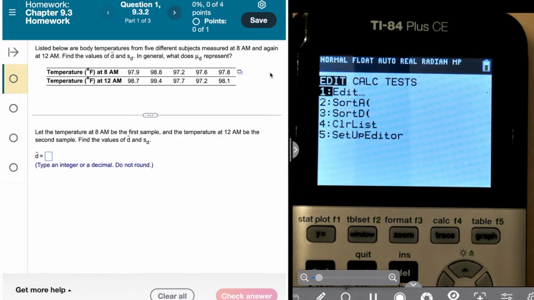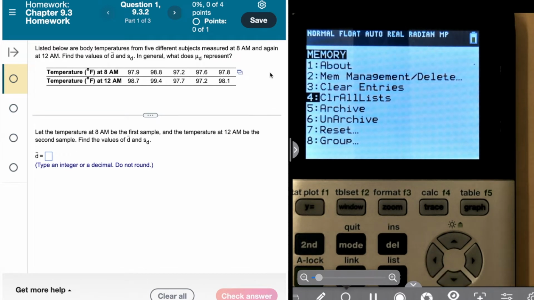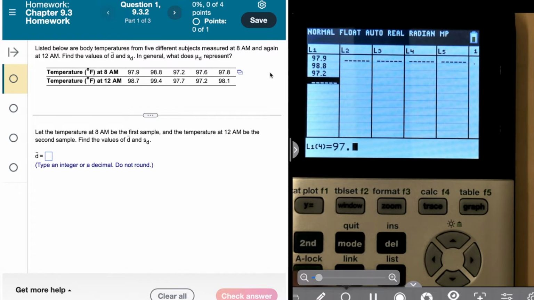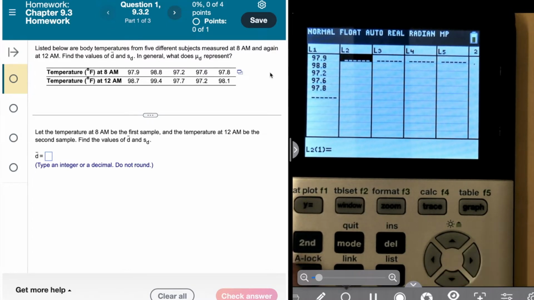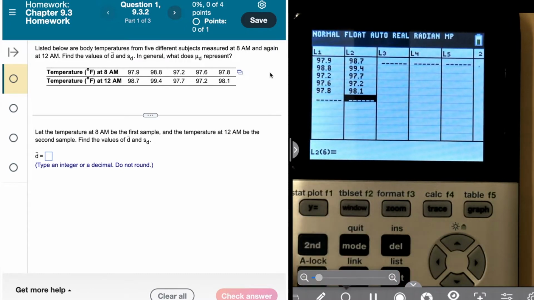All right, because I've got the raw data this time, I'll press second and plus sign and clear all my lists. I'm first going to type in all the data from my list. So my temperatures at 8 a.m., 97.9, 98.8, 97.2, 97.6, 97.8, and then for the others, 98.7, 99.4, 97.7, 97.2, and 98.1. All right, so we've got all of our data in the list. Let me double check it really quick to make sure it's correct. And it looks like we're good.